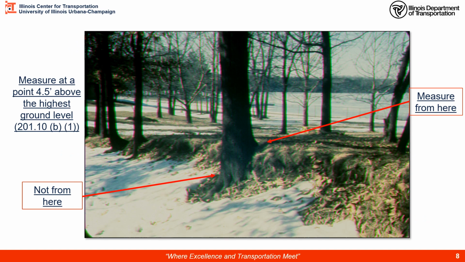Quite often you run into conditions where erosion has taken place in the past, and the tree may be in a bank situation like this. In this case, you measure again from the highest ground level up your 4.5 feet. You do not measure from down here in the roots. If you did, you're actually adding quite a bit of diameter to the quantity here. So per specification, highest ground level up 4.5 feet, and then measure your diameter.